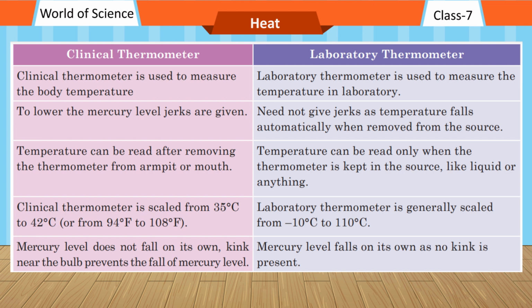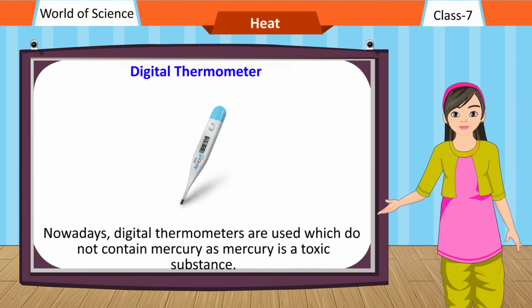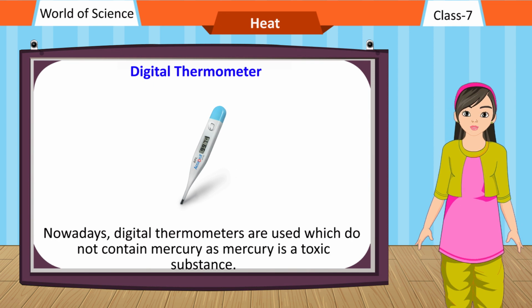The clinical thermometer is scaled from 35 degrees Celsius to 42 degrees Celsius, or from 94 degrees Fahrenheit to 108 degrees Fahrenheit. The laboratory thermometer is generally scaled from 10 degrees Celsius to 110 degrees Celsius. In the clinical thermometer, the mercury level does not fall on its own, as the kink near the bulb prevents the fall of the mercury level. In the laboratory thermometer, the mercury level falls on its own as no kink is present. Digital thermometer: nowadays, digital thermometers are used which do not contain mercury, as mercury is a toxic substance.